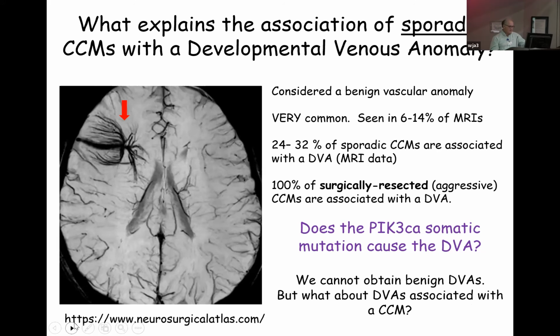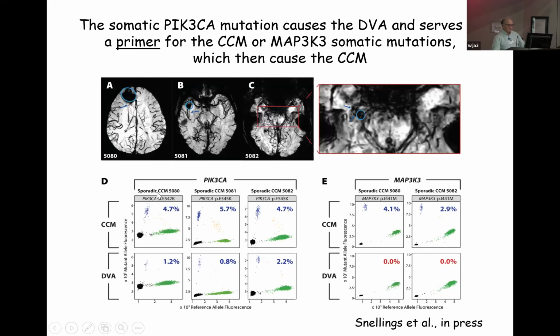So Sam Awad, my neurosurgery colleague at the University of Chicago, did this. These are droplet digital PCR reactions. But I'm just going to cut to the chase and not look at the numbers. The idea is in the CCM, in the lesion, you see the CCM mutation and you see the PI3 kinase mutation, and you see it in the DVA. But when you look at the MAP3K3 here, the CCM has the MAP3K3 mutation. The DVA does not have the MAP3K3, but the DVA has the PI3 kinase mutation.